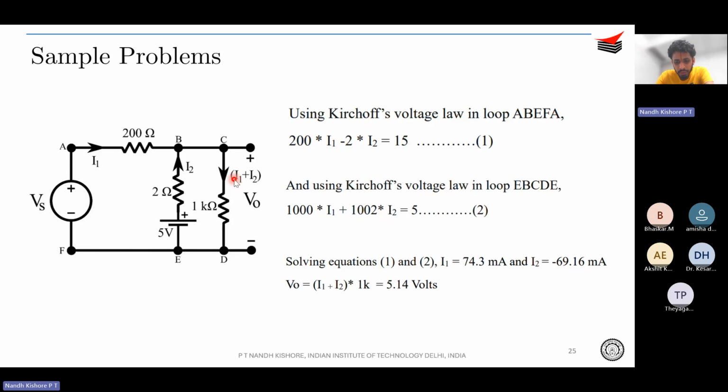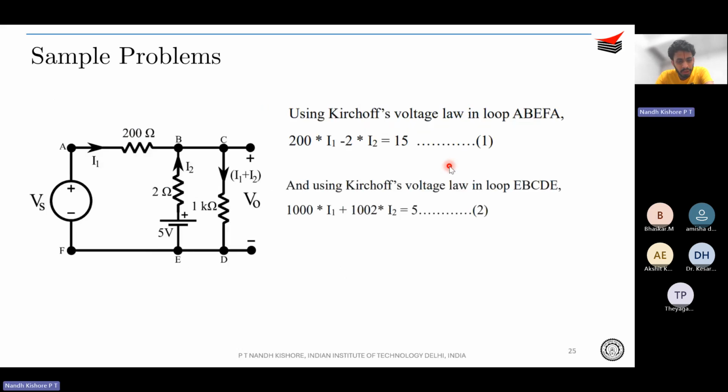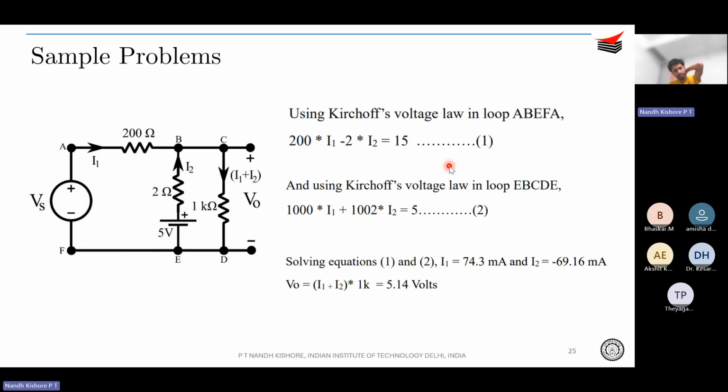I'll just give you a minute over here. Yeah, so the input voltage range variation is given. It varies from 20 to 30, minimum to maximum. The non-ideal resistance of the Zener diode is given. Its drop is also given, and find the minimum value of output voltage. So for the minimum value, you take the minimum input voltage and just apply KVL using the non-ideal model of the Zener diode, and you end up with the answer.